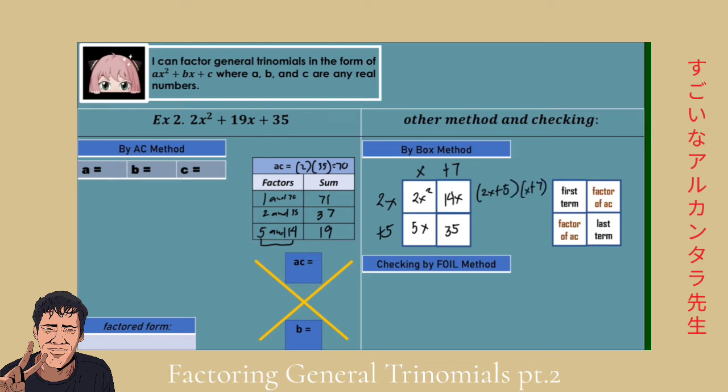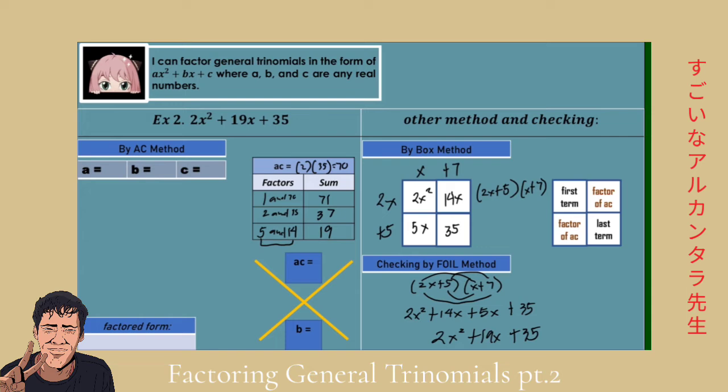I'll do the checking by FOIL method so that we can show that the answer is correct. So again, 2x times x, that will give us 2x squared. The outer terms will give us 14x. Inner terms will give us 5x. And then the last terms will give us positive 35. So we'll have 2x squared plus 19x plus 35. So our answer is correct. You may try this also by AC method.